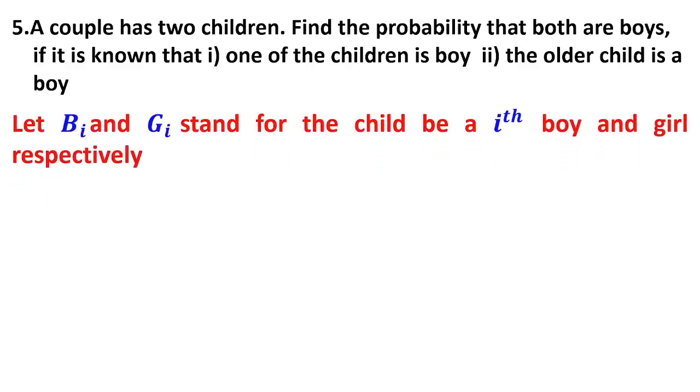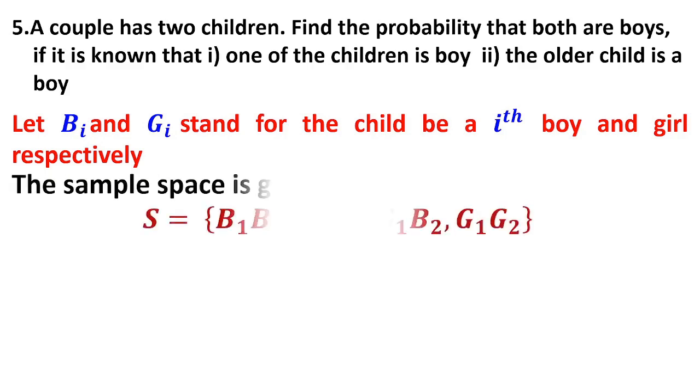For that, let me call Bi and Gi the ith child being a boy or a girl, because it is given that the older, the elder child, is a boy. Therefore, I am putting numbers for it. The sample space will be like this: B1 B2, B1 G2, G1 B2, and G1 G2. Just like you had head, tail for coins, the same way.